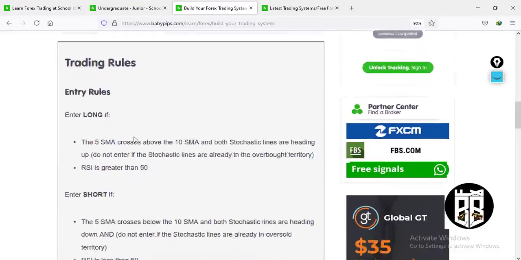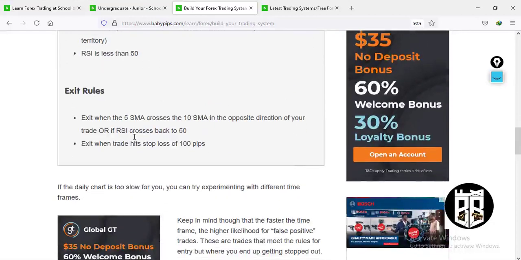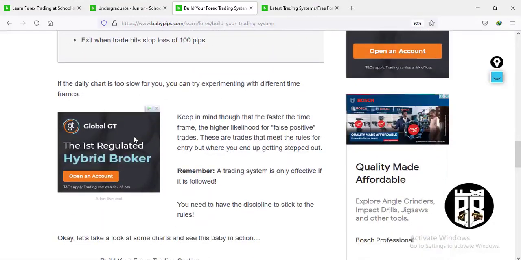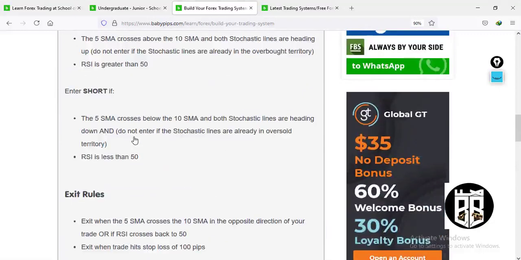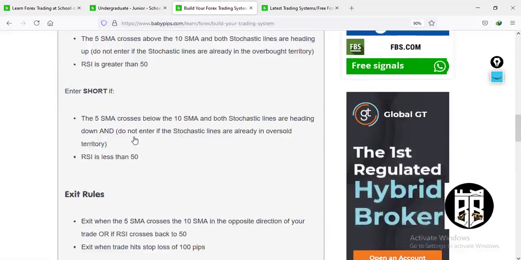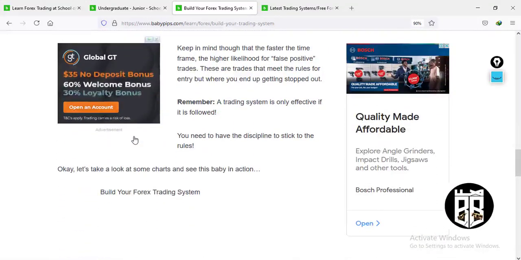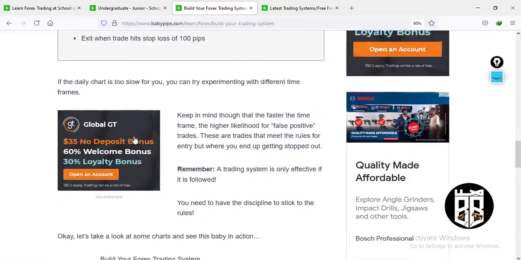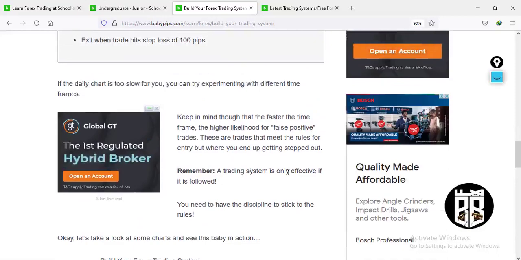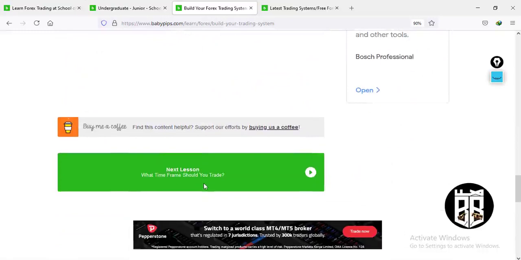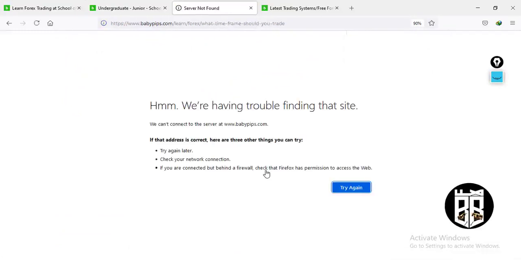Then once you are sure that it is working out for you, you put money in your live account and go ahead. So I just want to say, this trading system is great. Anybody can use it. So that's it about this trading system. Now they say, remember, a trading system is only effective if it is followed. So just follow it. The next lesson we're going to consider is, what time frame should you trade?